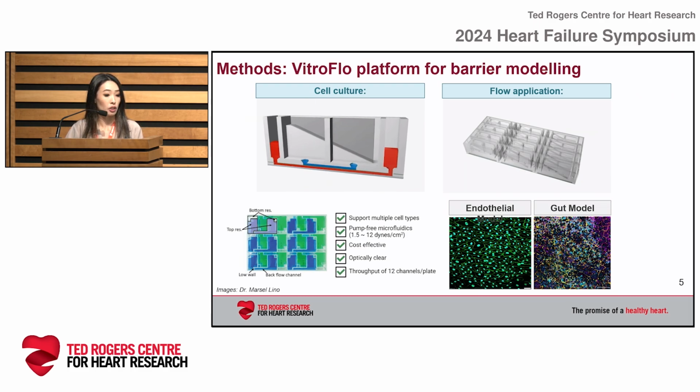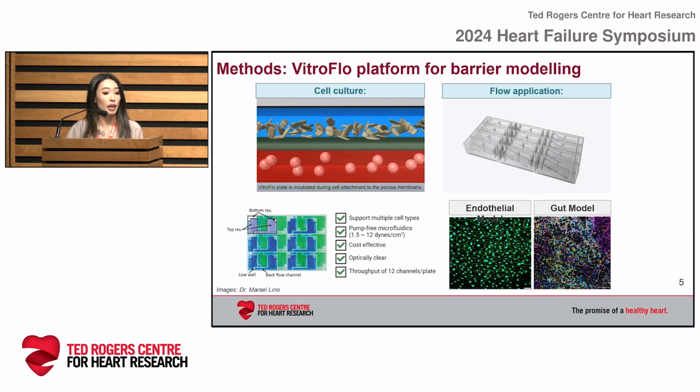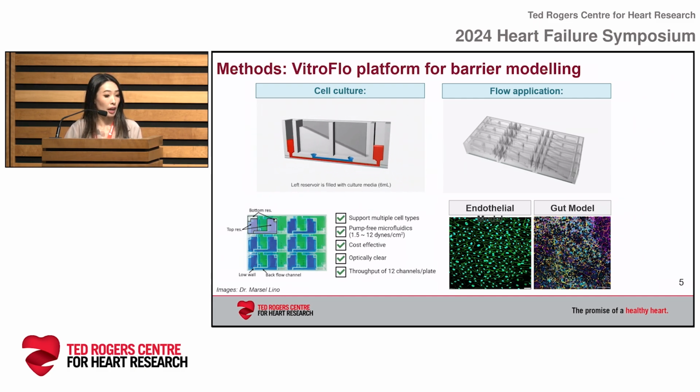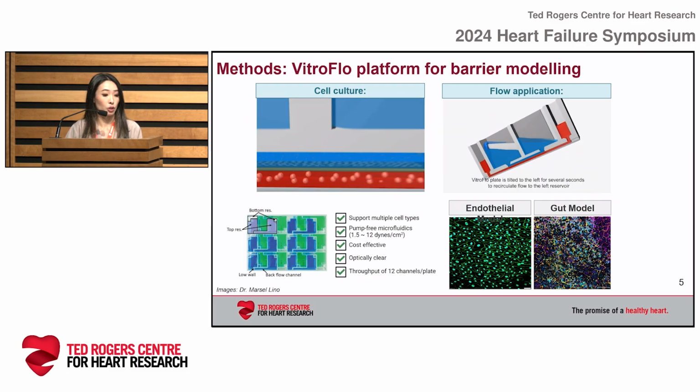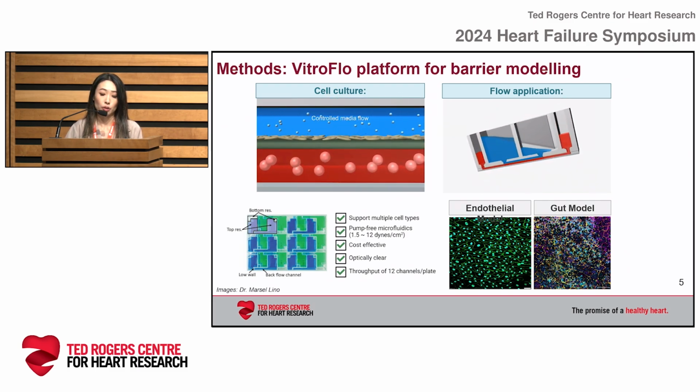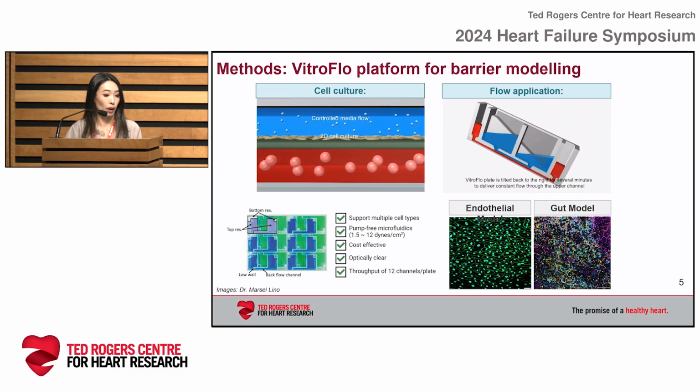So briefly, each of these units contains two adjacent channels in which barrier-forming cells, such as endothelial cells, can be cultured on the top of a permeable membrane, and on the other side, secondary or tertiary cell types, such as neurons or astrocytes, can be cultured. Once the plate is placed on a rocker, we can deliver unidirectional shear stress to the top layer of cells through gravity-driven transfer of media between the two reservoirs.